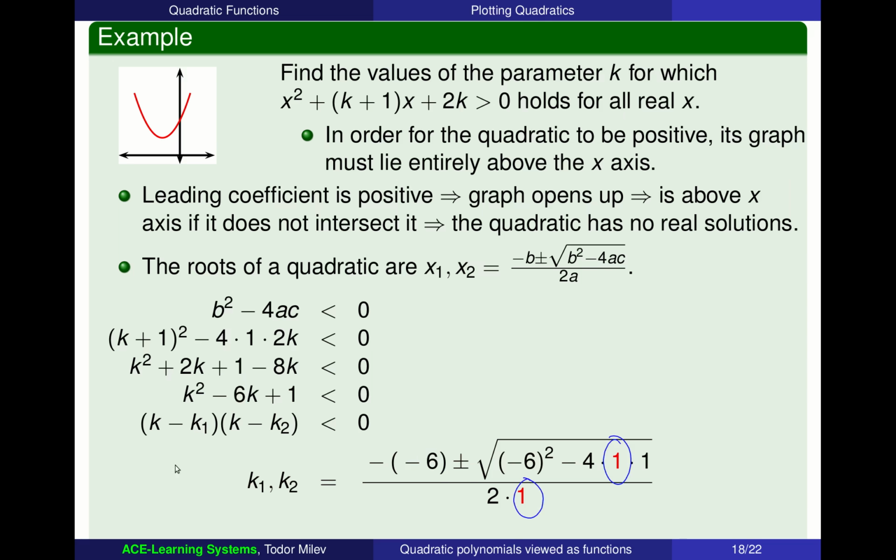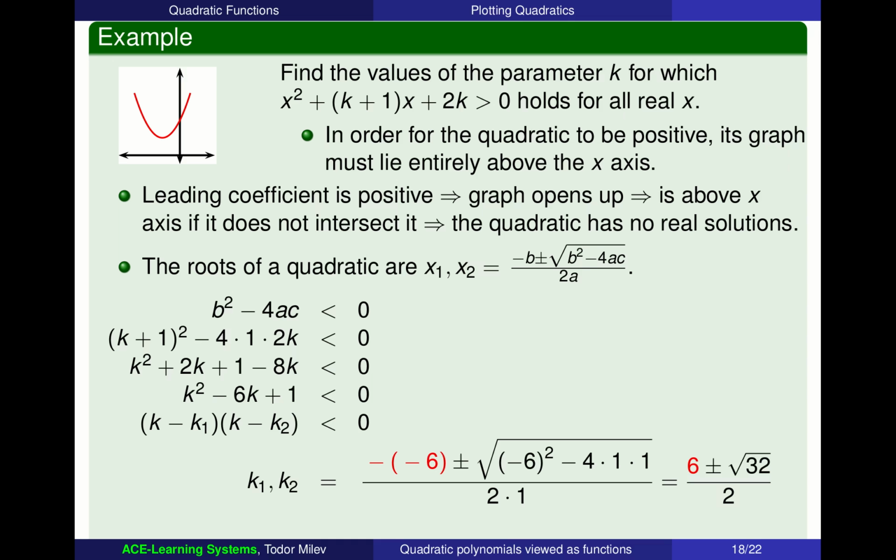A equals 1, because I'm having 1 times k squared here, and c is equal to 1. By the way, notice that I didn't write a, b, and c here because I've already used the letters a, b, and c for a different quadratic, so I shouldn't be using the letters a, b, and c here. Okay, so there we go. We have our two solutions, k1 and k2.